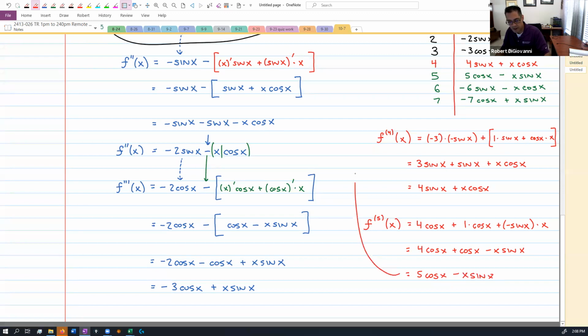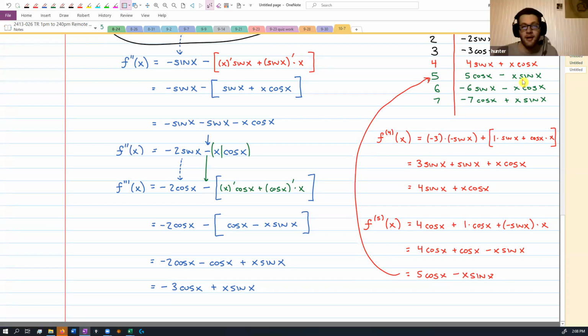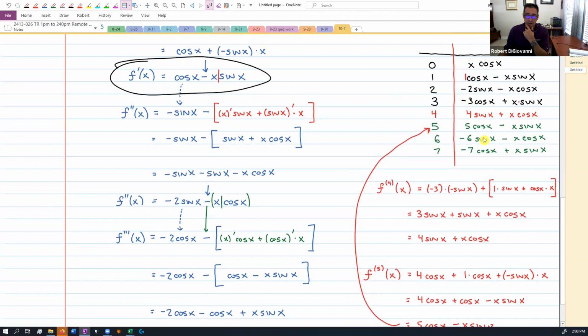And does that match? Yes. So we have a pattern, right? But that doesn't give us the 28th derivative yet. It just establishes the pattern. So now we have to play that mod game, and we have to be careful because we have a lot of stuff going on here.